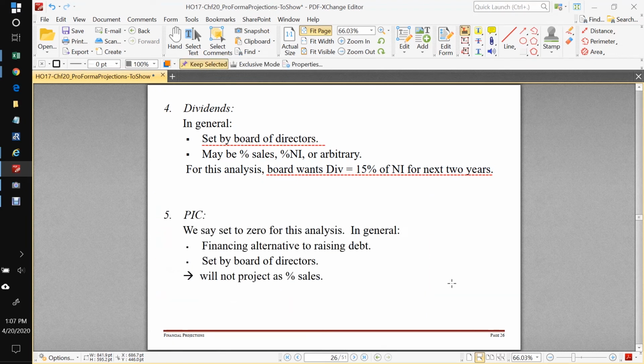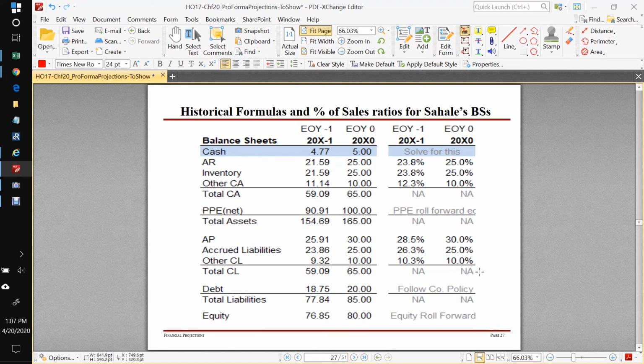And then another thing to think about is paid in capital. The board and the CFO have said for the next 2 years, assume there's no share issuance and no buybacks. But in general, this is definitely not going to project as a percent of sales because it's a policy set by the board of directors. So that's definitely not going to project as a percent of sales in general.